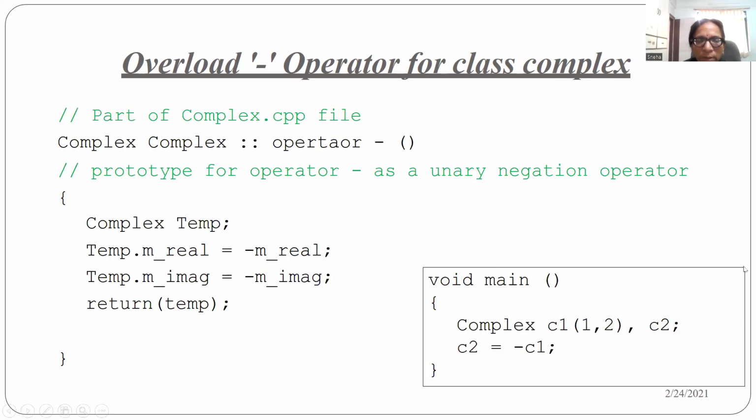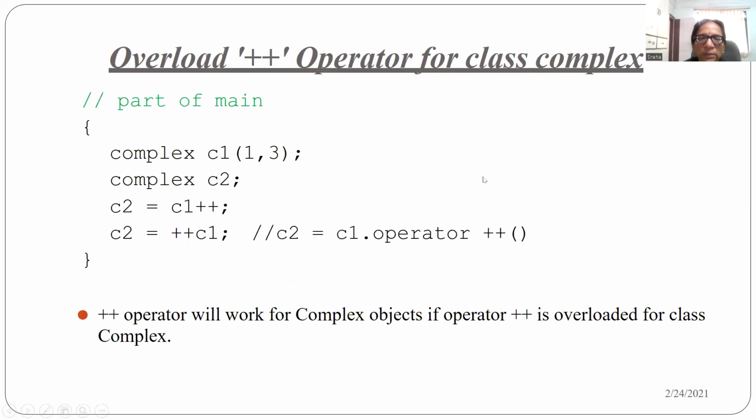Overload minus operator. Here we can use the minus operator for the complex class. So complex temp dot m_real is equal to minus m_real, as well as temp dot imaginary is equal to minus imaginary. And in the main function, you are going to write complex C1, 1, 2 is given, comma, C2 is equal to minus C1. Means the negative operator is overloaded in this case.